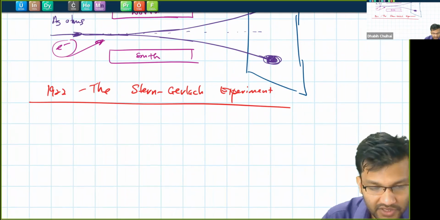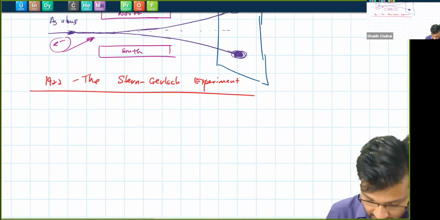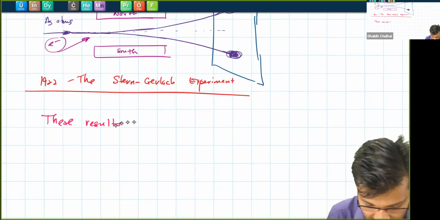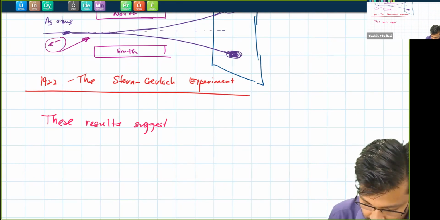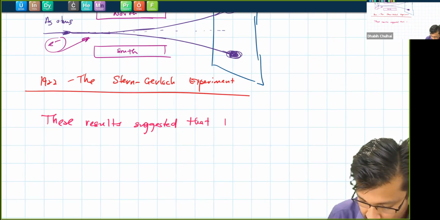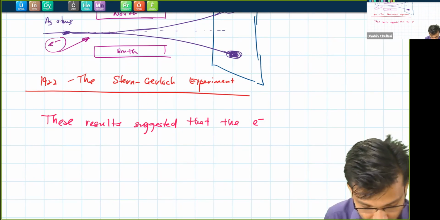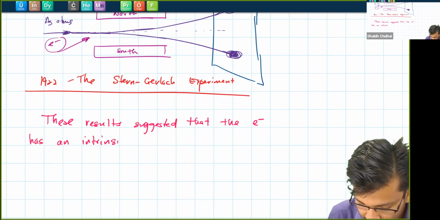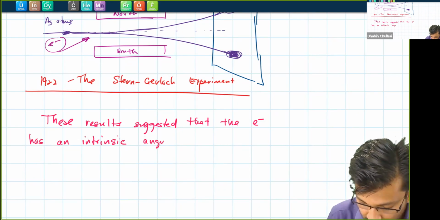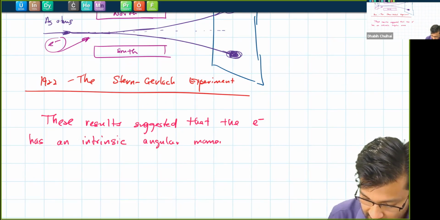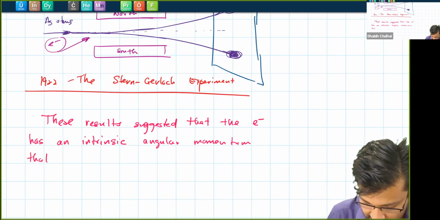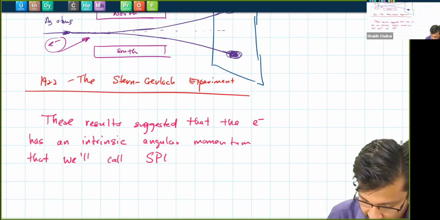So the assumption here is that these results suggested that the electron has an intrinsic angular momentum, something that interacts with this magnetic field. We'll call this intrinsic angular momentum spin.